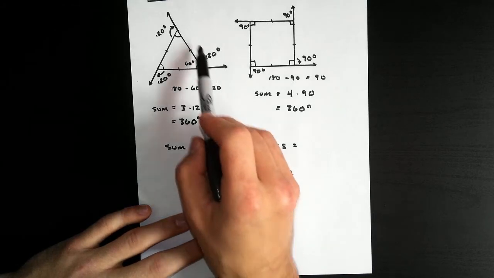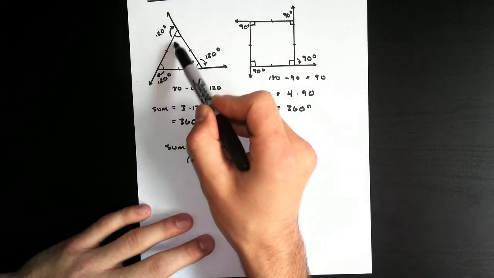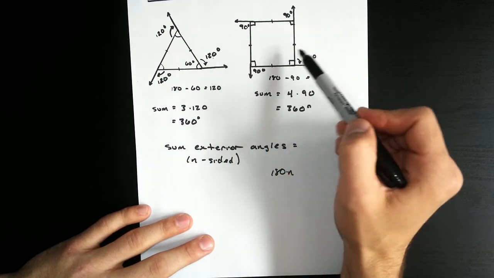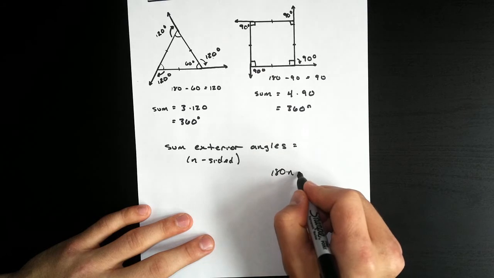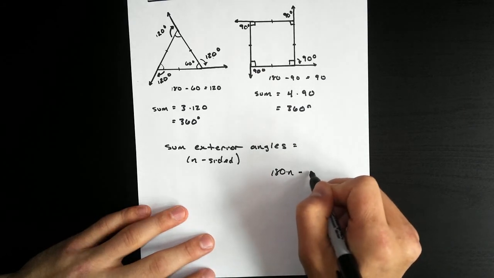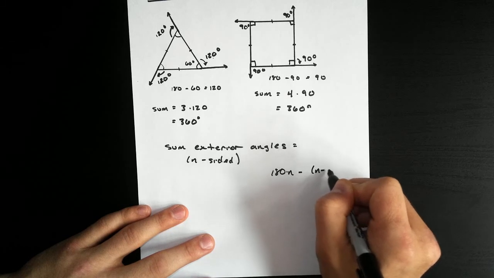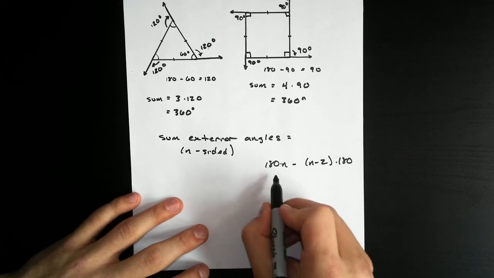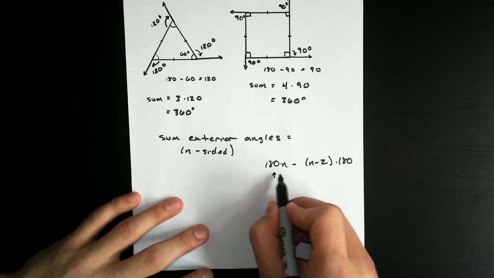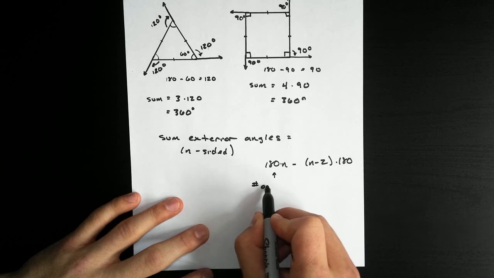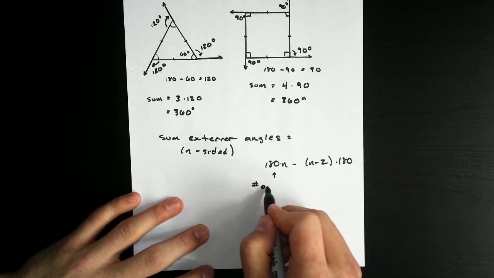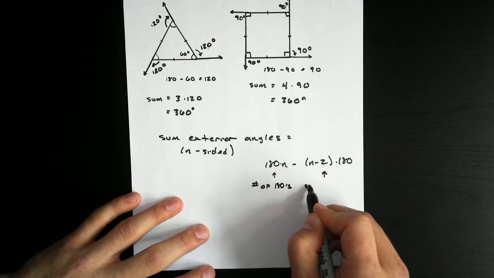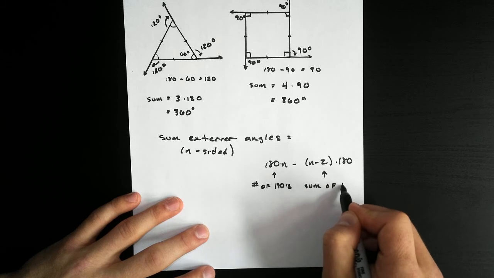Okay? But I just want the exterior angles, so I need to subtract the sum of the interior, and that's going to leave me with the sum of the exterior. So then we'll subtract the sum of the interior, which we know is n minus 2 times 180. So this piece is the number of 180s, or the number of supplements, basically. And this piece here is the sum of the interior.